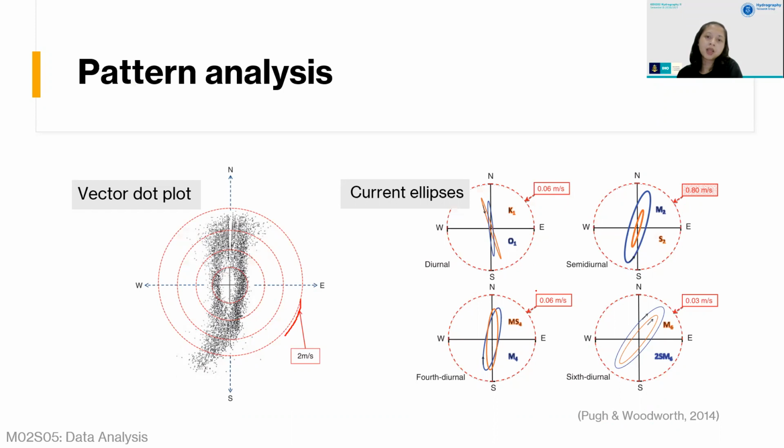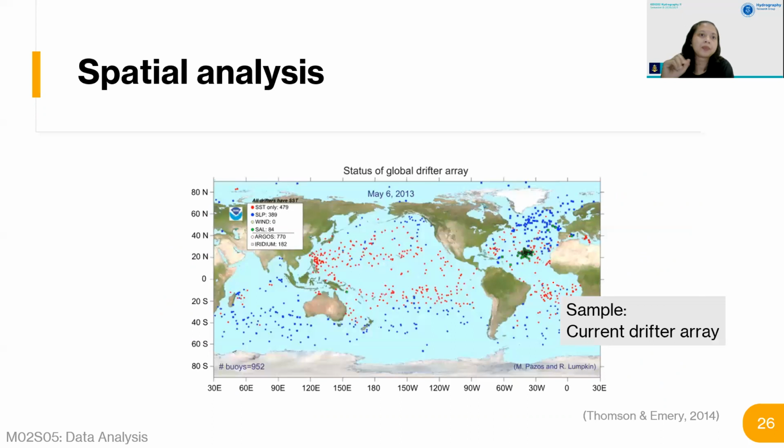But the message of this slide is basically, you can see what tidal components make up and govern that tidal current. Okay, and what are the most prominent components at that time?